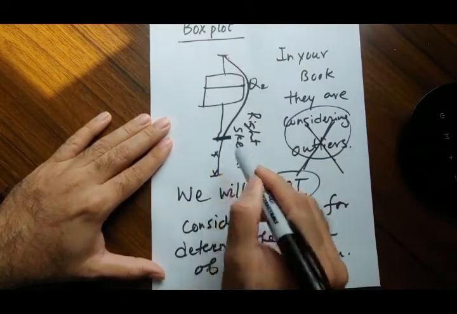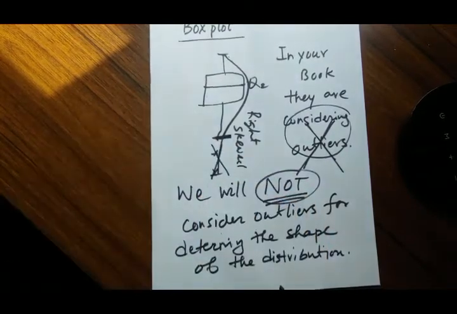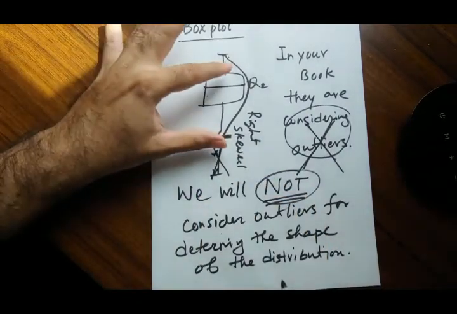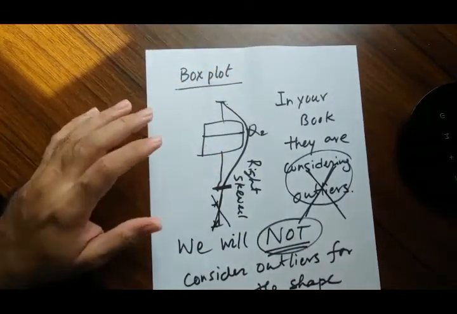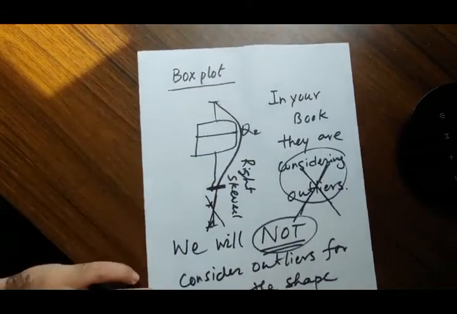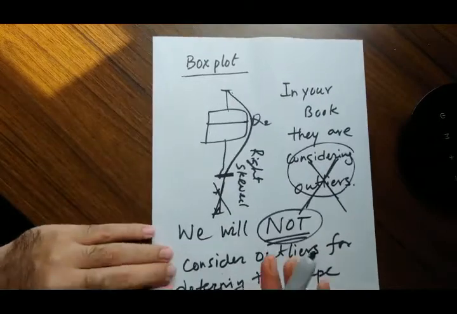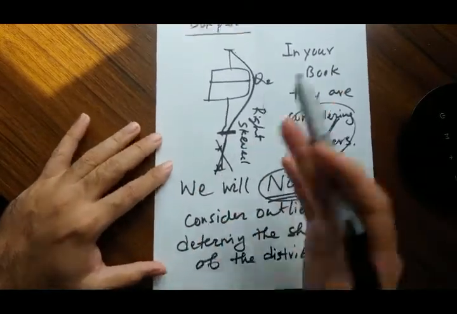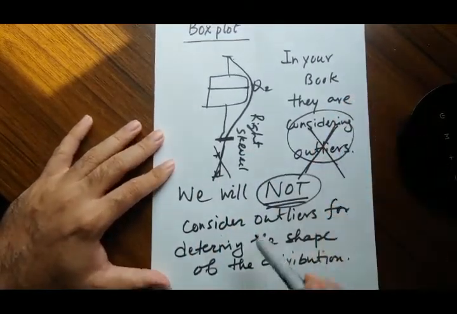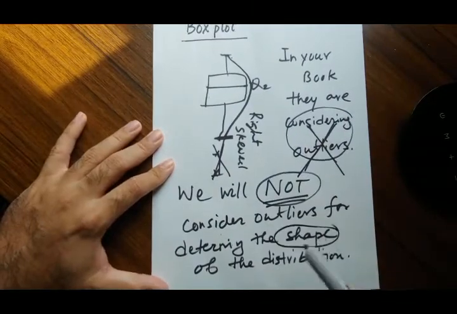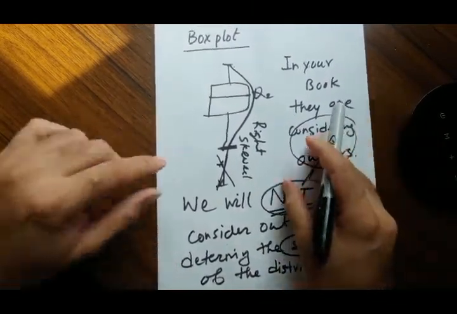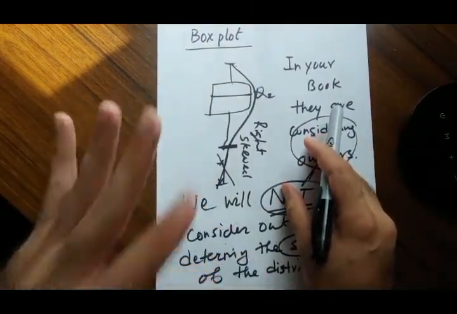We will stop right here. We will not consider this part when we are considering whether it's symmetric or right skewed or left skewed. So that's one little thing that is different from the book. It'll help you during the homework. But if you check the answers at the back of the book for the shape part of the homework, they will be different from the back of the book because they are considering the outliers and we are not.